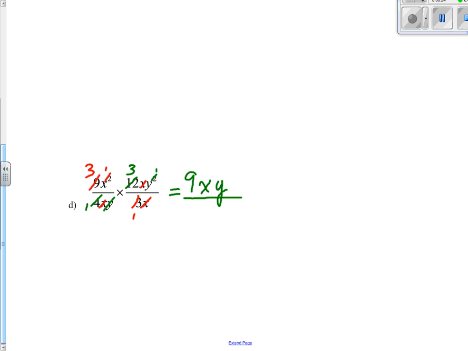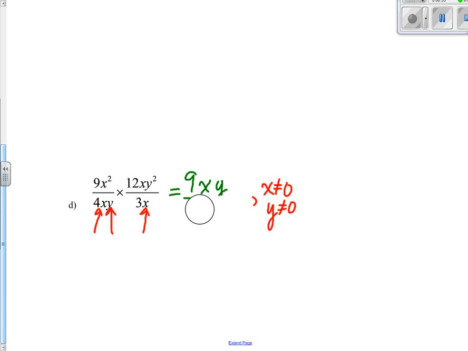9xy. Being careful to state my restrictions, looking back, I cannot have a 0 from him, or from him. So my restrictions would be x cannot be 0, y cannot be 0. And I don't need this line. There. So there's Christmas for you.